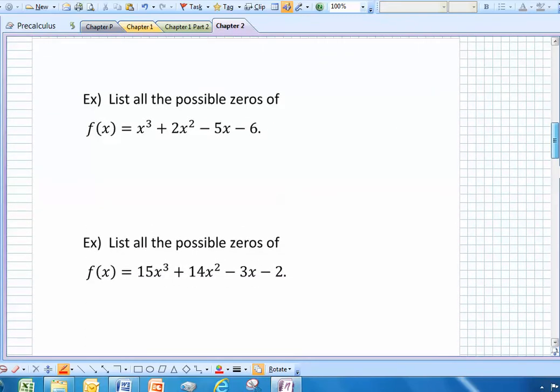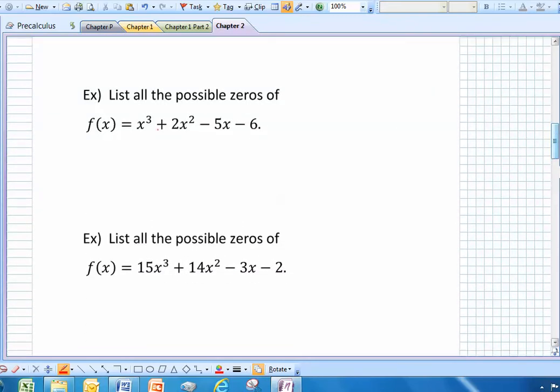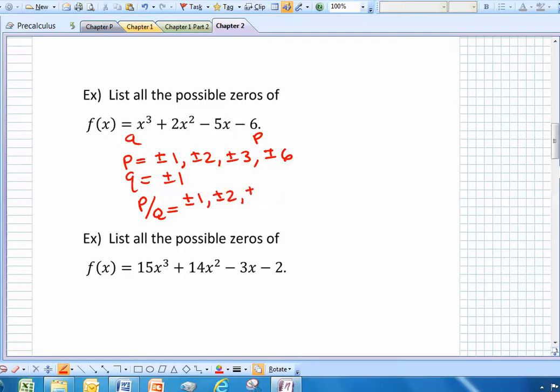So we'll try another one. Here, remember, p is -6, q is 1. So the factors of -6 are plus or minus 1, plus or minus 2, plus or minus 3, and plus or minus 6. The factors of q, the leading coefficient, is just plus or minus 1. So we take each term in the p column and divide it by each term in the q. So 1 over 1 is 1. 2 over 1 is 2. 3 over 1 is 3. And 6 over 1 is 6.